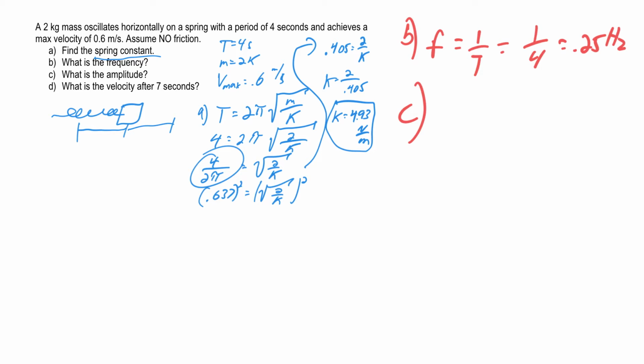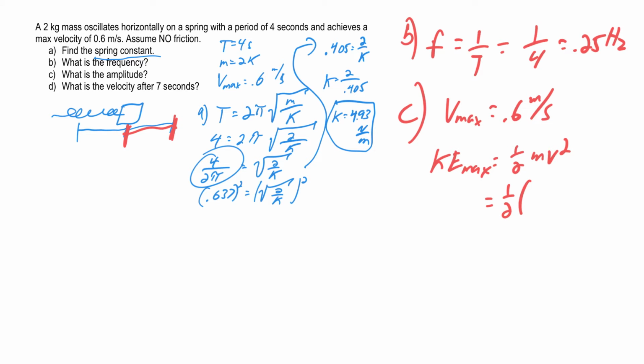So we're looking for that maximum displacement here. To do that, we're going to use the maximum velocity. Remember, V max was 0.6 meters per second. So now we can easily calculate kinetic energy max. Kinetic energy max would just be 1/2 mv squared, right? So 1/2, the mass was 2, and then v squared, so that's 0.6 squared. So that cancels, it's basically just 0.6 squared. So 0.6 squared gives us 0.36 joules. So that's our kinetic energy max.